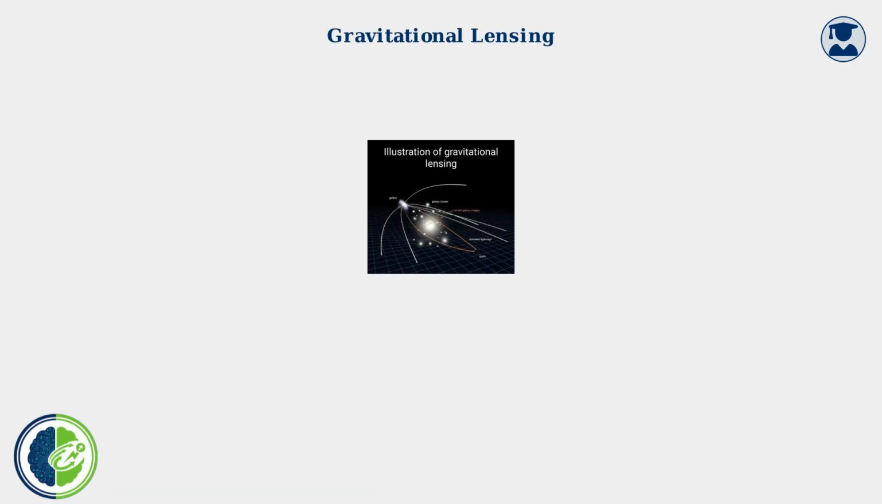General relativity reveals that massive objects curve spacetime itself. This curvature causes light to bend around massive objects, creating a phenomenon called gravitational lensing. Light from distant galaxies bends around galaxy clusters, allowing us to see objects that would otherwise be hidden. This effect acts like a cosmic magnifying glass, helping astronomers study the most distant objects in the universe.